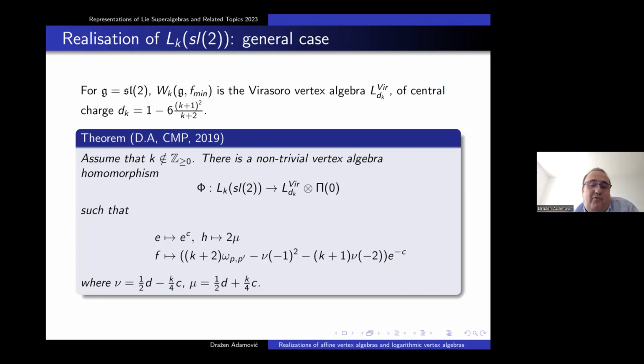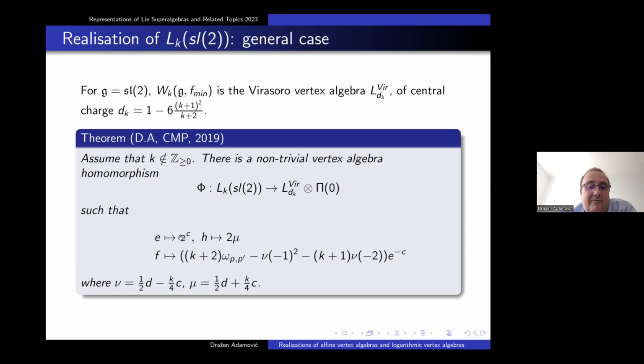But what we can prove is that when k is not integral, so we need to exclude the integral case. The reason is that the behavior of quantum Hamiltonian reduction of an integrable module is not good. Then we have a non-trivial embedding of the simple affine algebra into the tensor product of the simple Virasoro vertex algebra with this central charge, tensor with this Pi 0, so this localization of the Weyl vertex algebra. And there are very nice formulas, which are not even complicated.